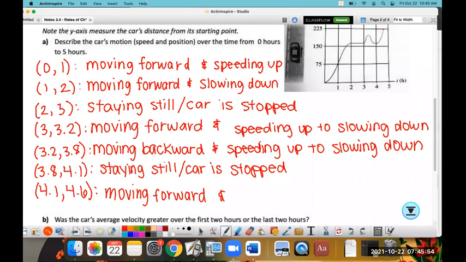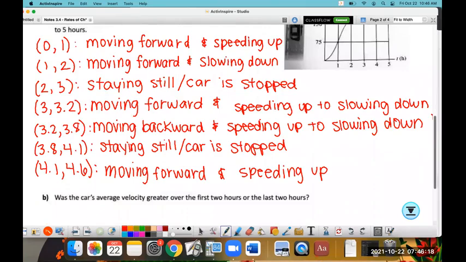So I would have expected to see it slowing down and coming to its final resting place. But it looks like we don't have the full picture of what the graph is. So we'll just stop at the speeding up part. Okay, let's move on to part B.